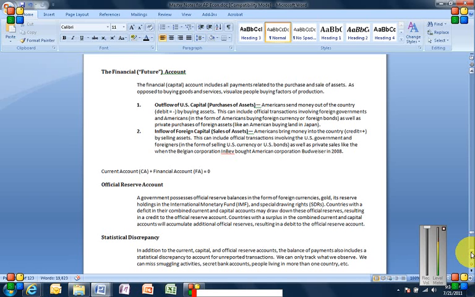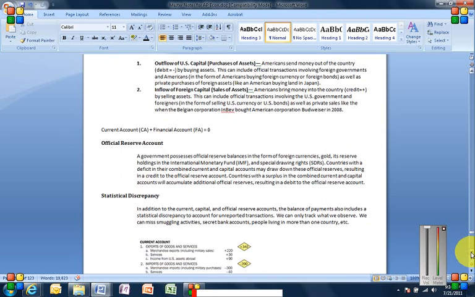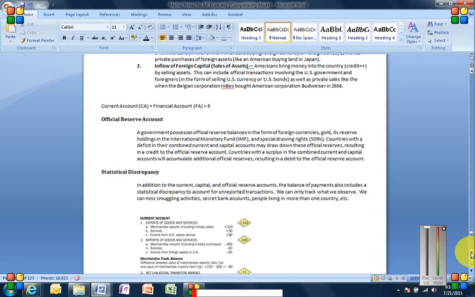should equal zero. Now, two more accounts that I referred to earlier. The official reserve account. This is the account that the government uses to possess official reserve balances in the form of foreign currencies, gold, its reserve holdings in the International Monetary Fund, the IMF, and special drawing rights. Countries with a deficit in their combined current and capital accounts may draw down these official reserves, resulting in a credit to the official reserve account. Countries with a surplus in the combined current and capital accounts will accumulate additional official reserves, resulting in a debit to the official reserve account.